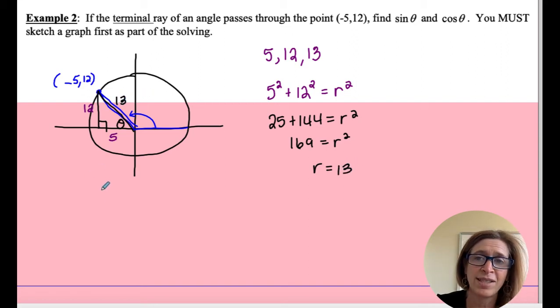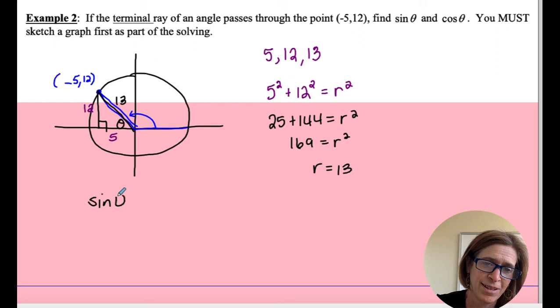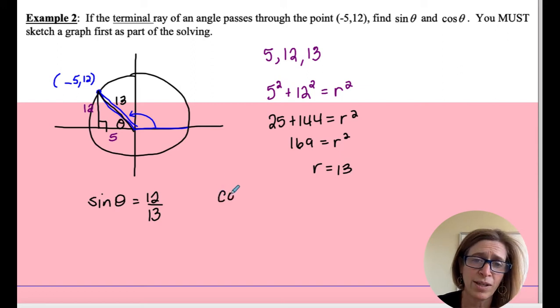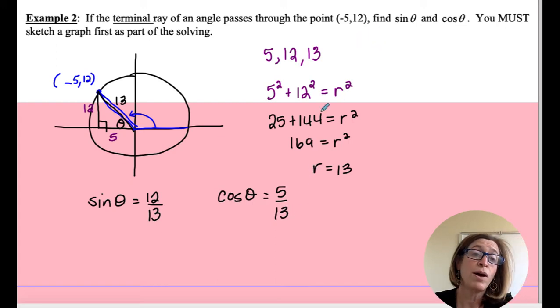So now if I want sine theta, I'm going to do 12 over 13. That's the ratio, and my cosine ratio for theta would be 5 over 13. Now, remember, you could do just x over r as well. You don't necessarily have to draw it.